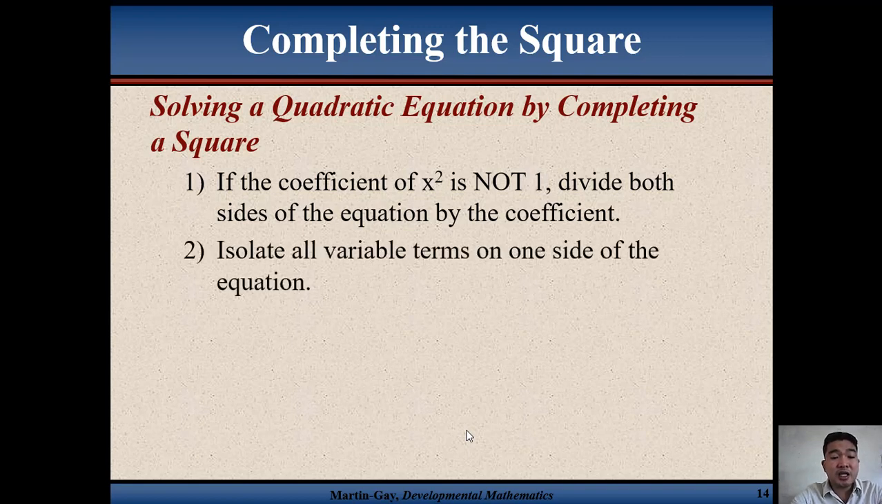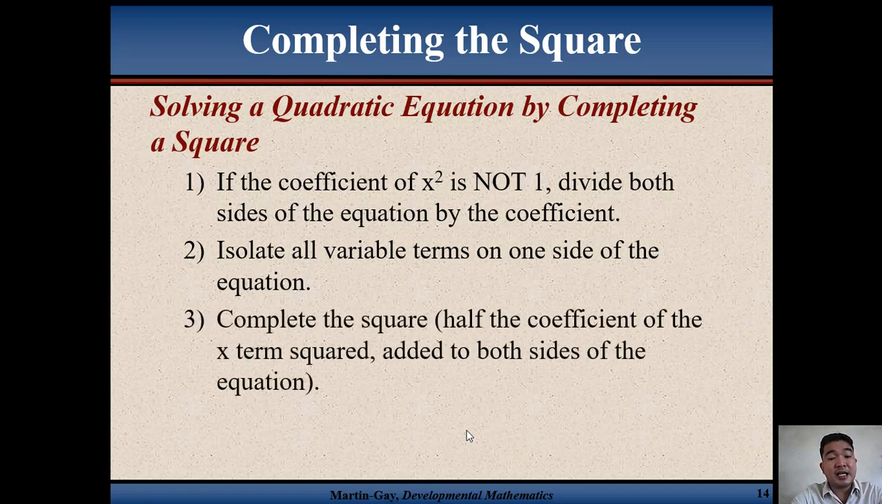Number 2. Isolate all variable terms on one side of the equation. So all variable terms, all the terms with unknown variables, with x, with m, with t, with r, any variable, you isolate all of them at one side of the equation. You may isolate them at the left or at the right, but to make it easier, I suggest you isolate all those variable terms at the left side of the equation.